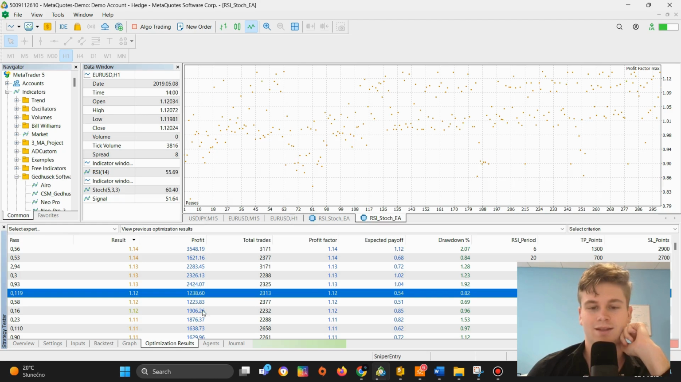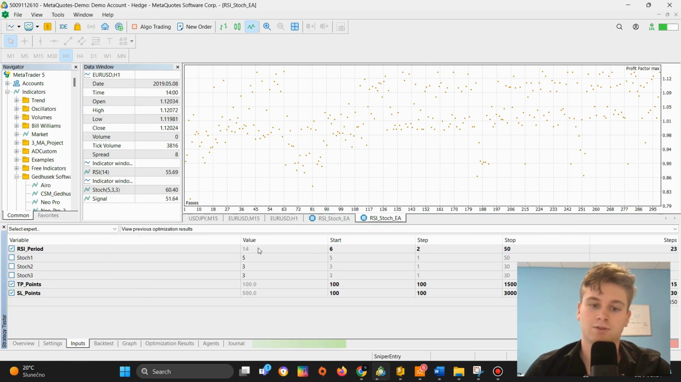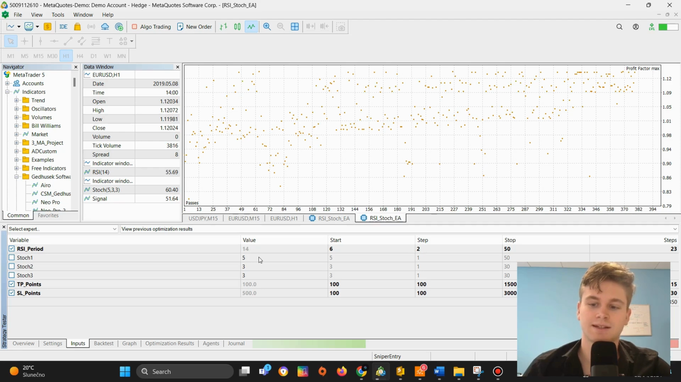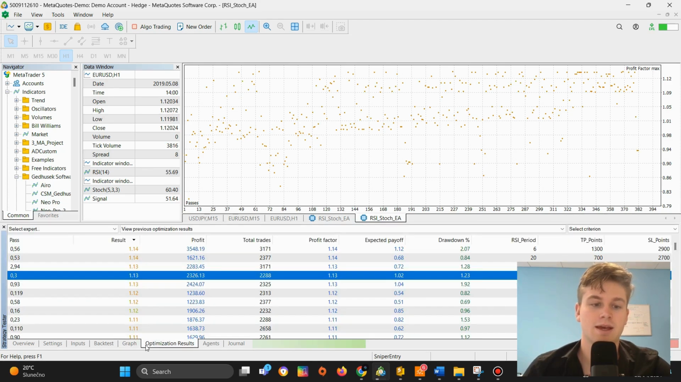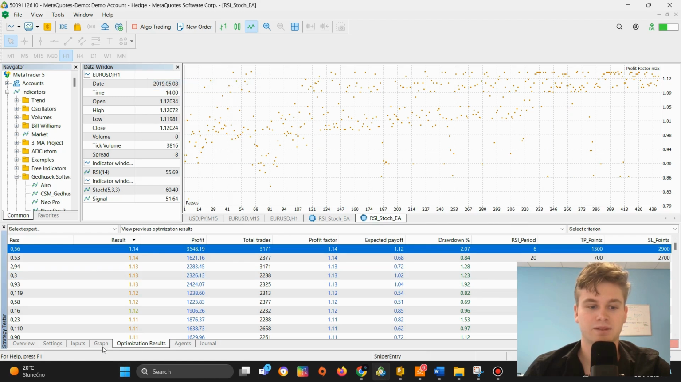But yeah, let's see how this goes. Also, let's keep in mind that I didn't optimize the stochastic. So if I would optimize it, and I will optimize it in the next optimization round, then the performance can be even better. Okay, so let's stop this. Let's test the best performance here.